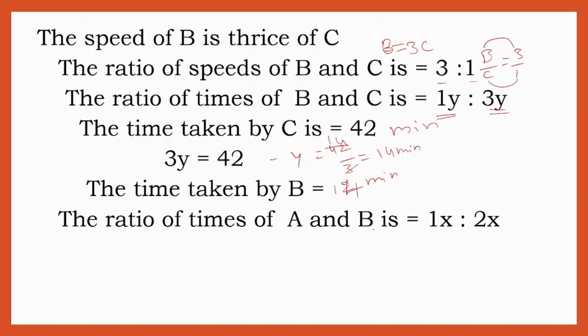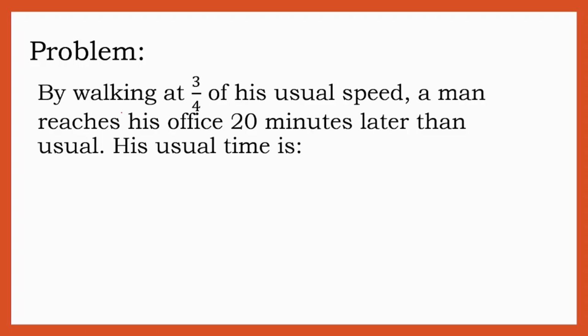Now we consider the ratio of times of A and B. It is 1x is to 2x. Here we have 14 minutes as 2x. So the time for A is 1x, that is 14 by 2, which is 7. So the time that A takes to cover the same distance covered by C is 7 minutes, and that is your answer. We see the next problem in this session.